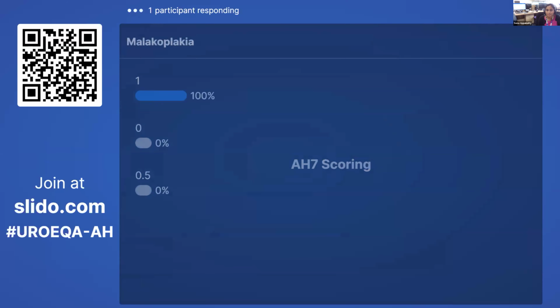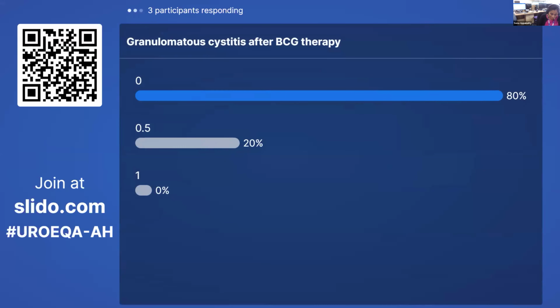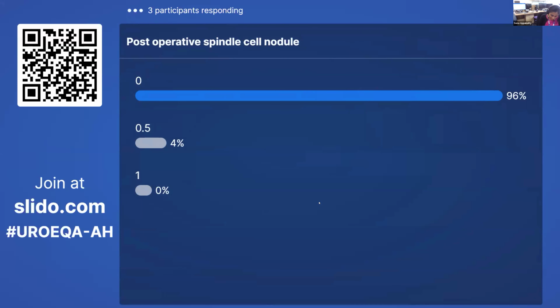Okay, maybe malakoplakia 1. I'm noting down these. If you think I'm just looking down, it's just because if there's any more hiccups, we have the numbers with us. That's cool. Inflammatory histiocytes 0.5 at least. 0. Granular cell tumor 0.